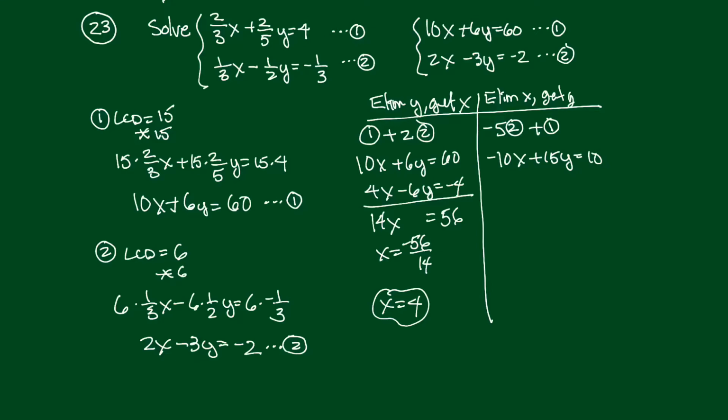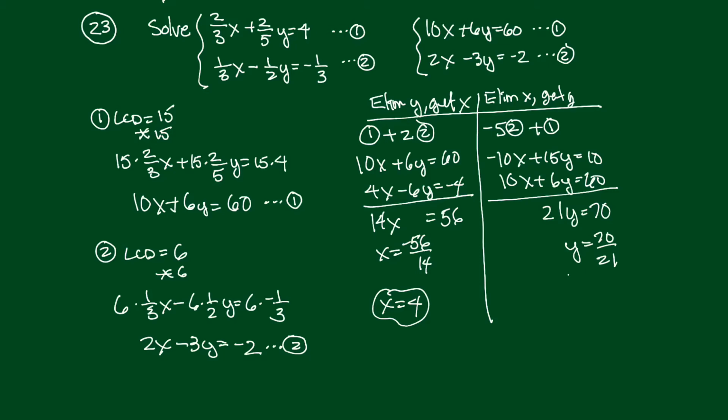Let me just run a quick check. Negative 5 times 2 is negative 10. Negative 5 times negative 3 is positive 15. Negative 5 times negative 2 is positive 10. And then equation 1 itself, 10x plus 6y equals 60. Add those together. The x's are gone. We get 21y equals 70. Divide. y equals 70 over 21.